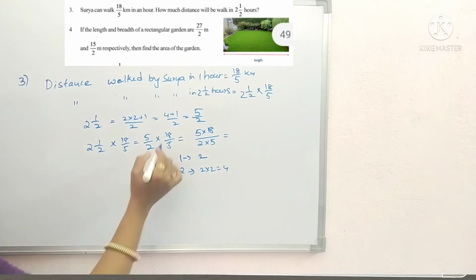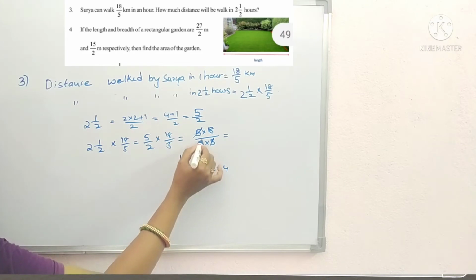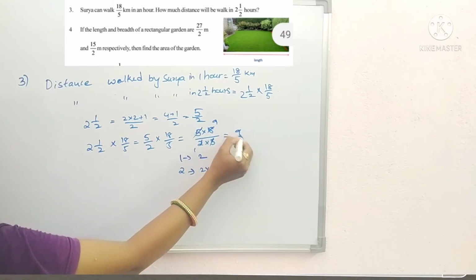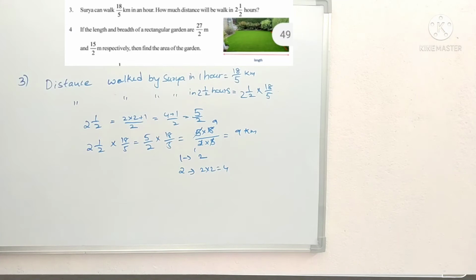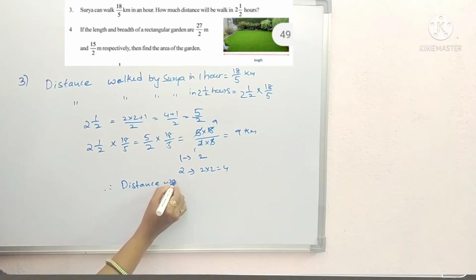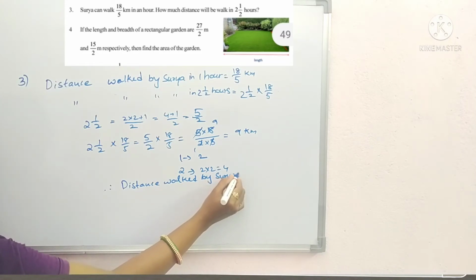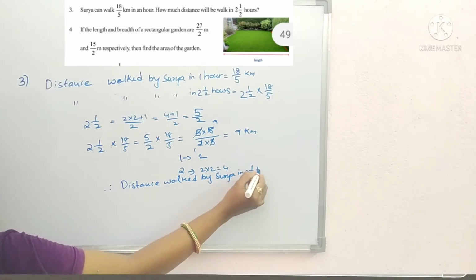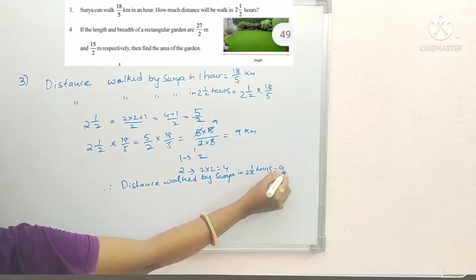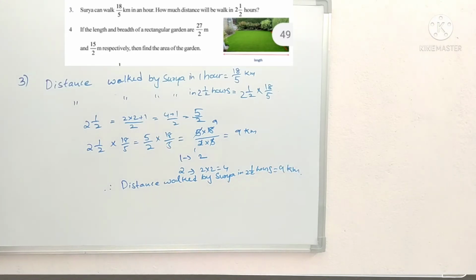So now this 5 and 5 will get cancelled, 2 ones, 2 nines, so 9 kilometers. So how much distance here Surya is walking? 9 kilometers. Okay, so therefore distance walked by Surya in 2.5 hours is equal to 9 kilometers. Okay, so this is our third problem.